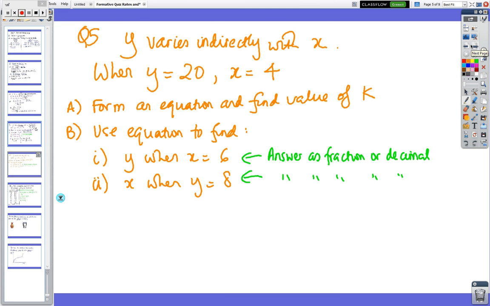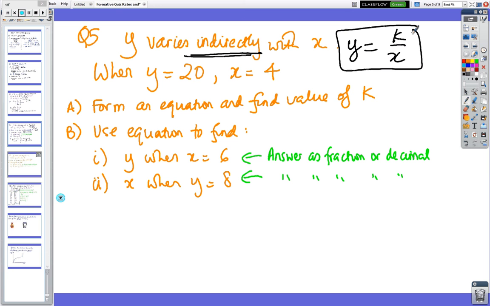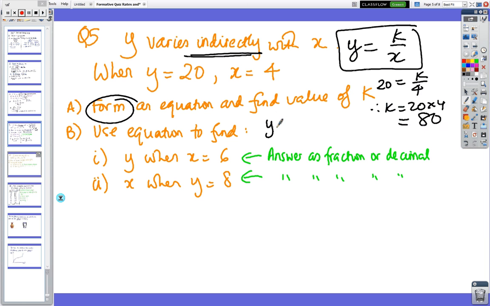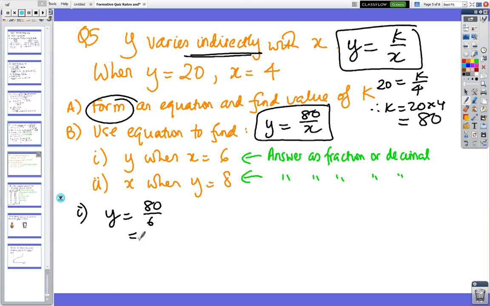Okay, now we've got an indirect one, and again, just to remind you, y equals k over x is the formula. So you need to find the value of k and then answer the questions when you're ready. Okay, so you're back, maybe. We've got 20 equals k over 4, so k equals 20 times 4, so k equals 80. Form the equation: y equals 80 over x. So part 1, y equals 80 over 6. On your calculator.